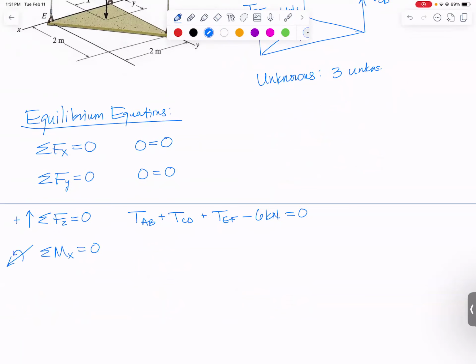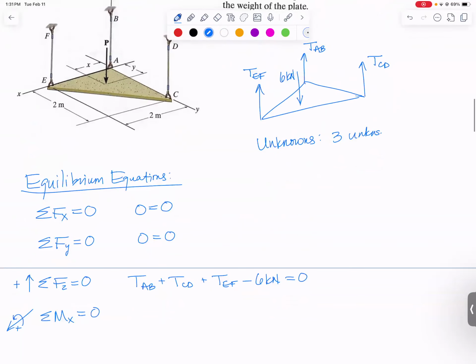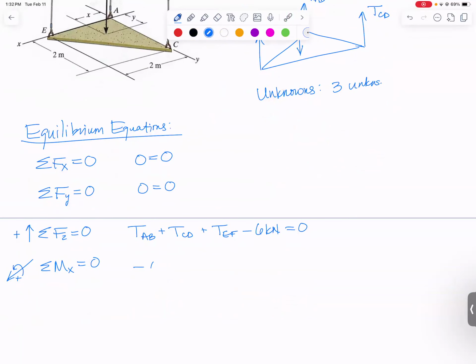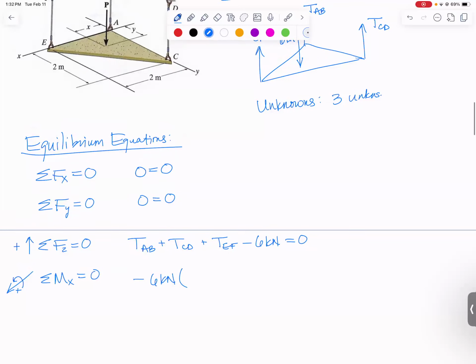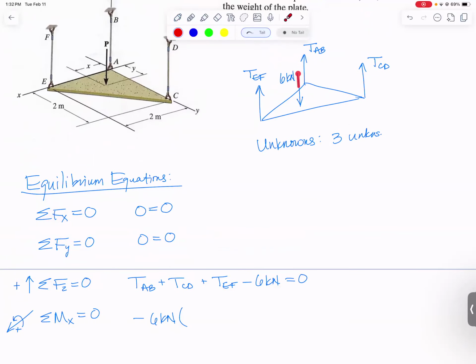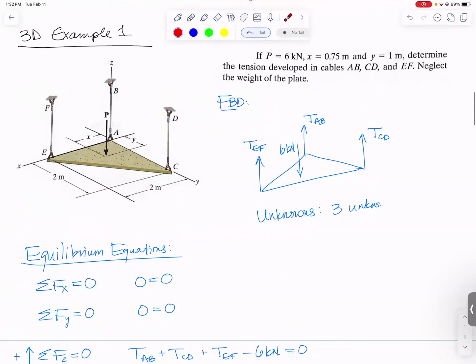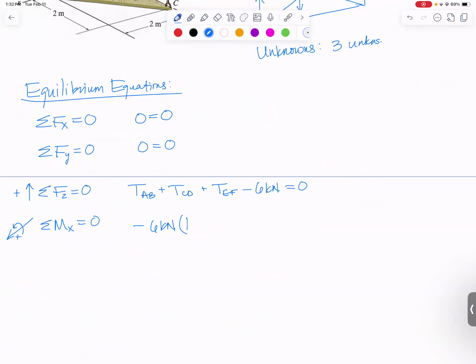Pick a sign convention. I usually use the right hand rule, have my thumb point toward positive X, and then my fingers curl around to tell me what way is a positive moment. Doing that, then my 6 kilonewton force is going to actually cause a negative moment. So I'll start this equation out with a minus 6 kilonewtons. And then I need the perpendicular distance from that 6 kilonewton force back to the x-axis. So that's that distance right there. Looking at my original diagram, the force is right there. The axis is back here. So this perpendicular distance will be y, which was given in the problem as 1 meter. 6 kilonewtons times 1 meter.